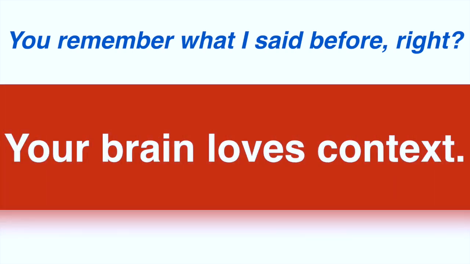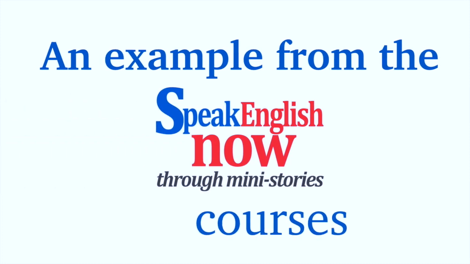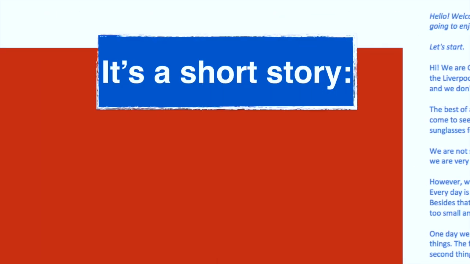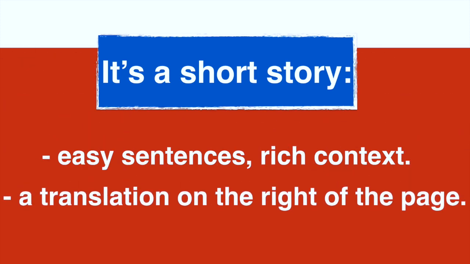Your brain loves context. Let me briefly show you an example from the Speak English Now courses to illustrate this point. This is the audio text of one of the Speak English Now courses. It's about two penguins who want to escape from a zoo because they love surfing but can't practice at the zoo. As you can see, it's a short story. Easy sentences, rich context, and a translation on the right of the page to check the meaning in case the student needs it.